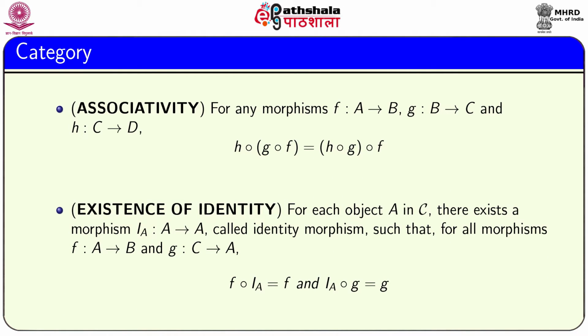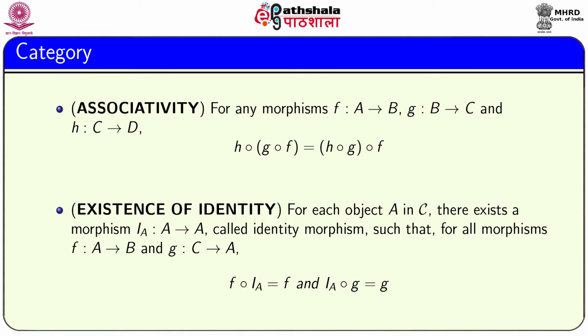First one is associativity, that means for any morphism f in Hom(A,B), any morphism g in Hom(B,C), and a morphism h from Hom(C,D), we must have h composed (g composed f) is equal to (h composed g) composed f.